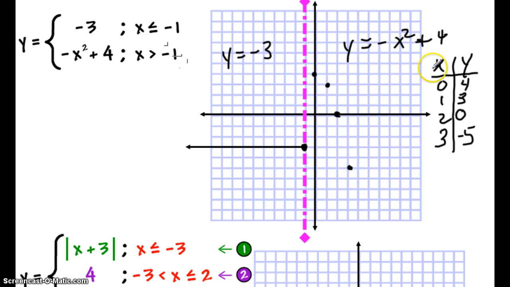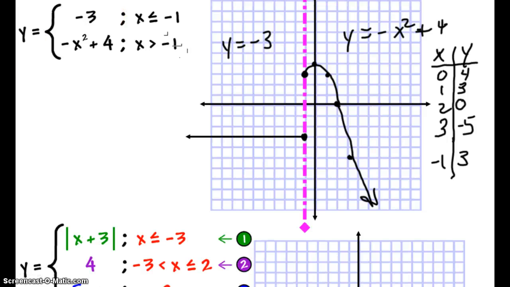Remember, this is a parabola. So we've got a question here of where does this thing stop? Well, guess what? Let's just plug in -1 here and see what happens. -1 squared is 1. -1 plus 4 is 3. So I'm going to go right to -1, 3. And there is the parabola. Part of that graph. And you've now completed the second of your piecewise functions.